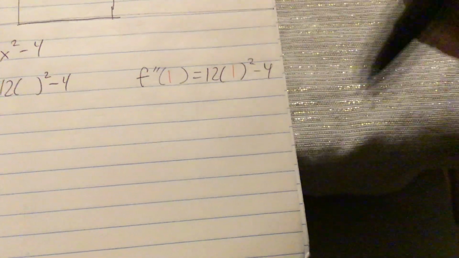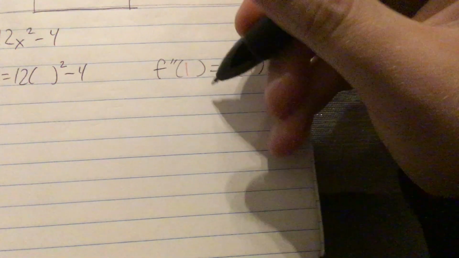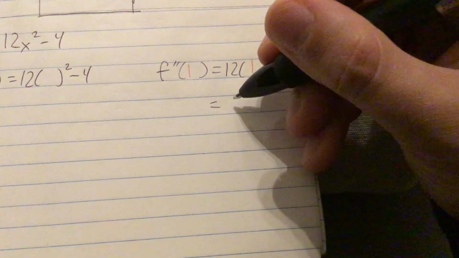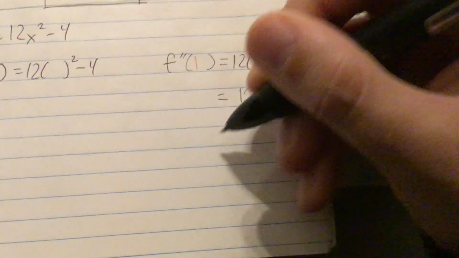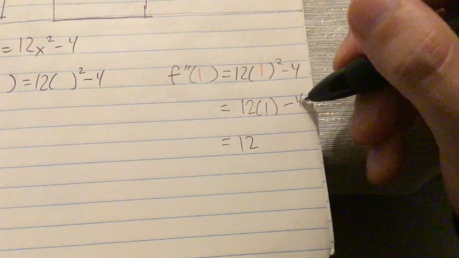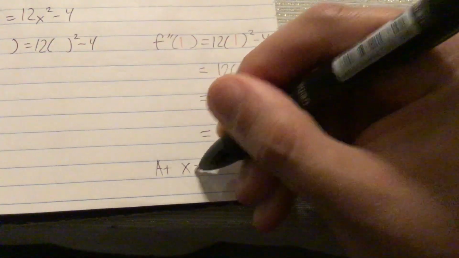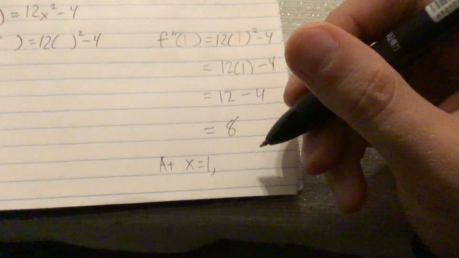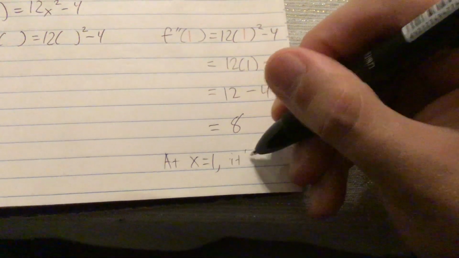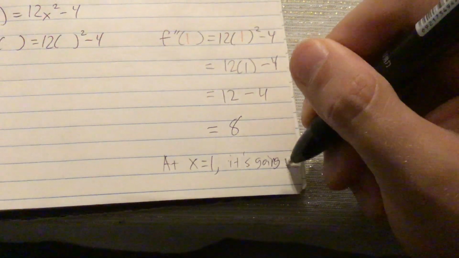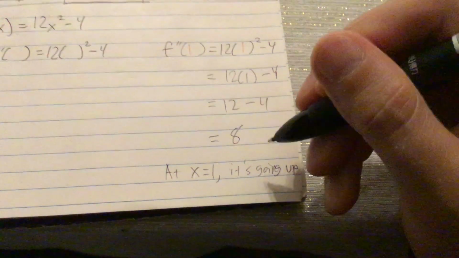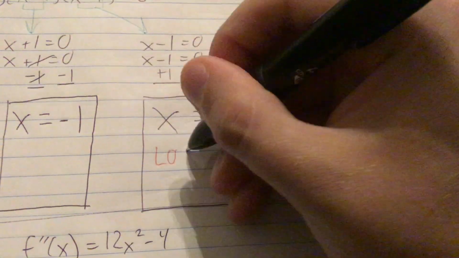All right, let's figure out f double prime of 1, because I want to do something positive first. Well, 12 times 1 squared, that'd be 12 times 1, or 12, minus 4 is equal to 8. So that tells me that at x equals 1, the acceleration is positive. So it's going up. So if you reach a critical point and then it's about to go up, those are the characteristics of a local minimum.